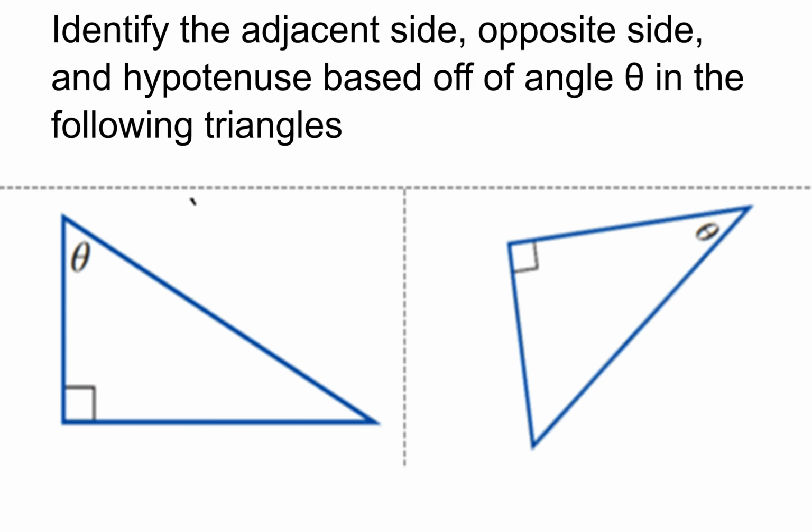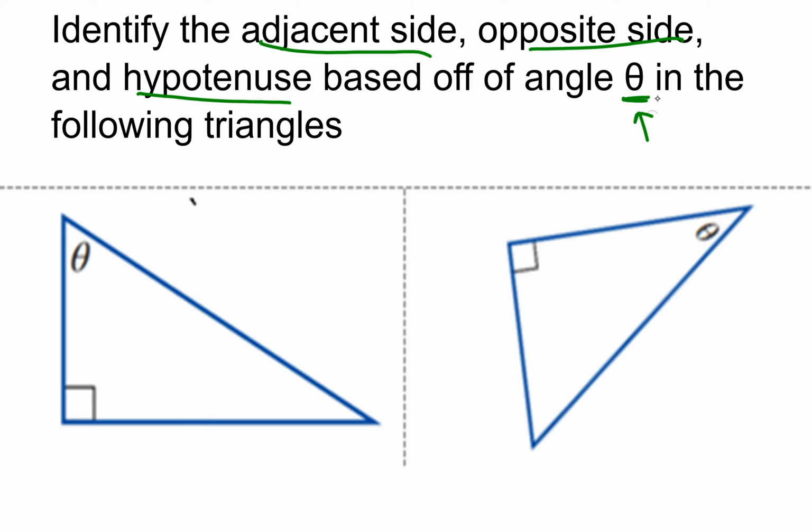Let's look at this one. So, looking at these two, this isn't anywhere on your note sheets. This is just on the board here. So no need to copy it down. Just take a look, see what you get there, and then you'll have some practice that you can do afterwards. So again, it says identify the adjacent side, opposite side, and hypotenuse based off of the angle.